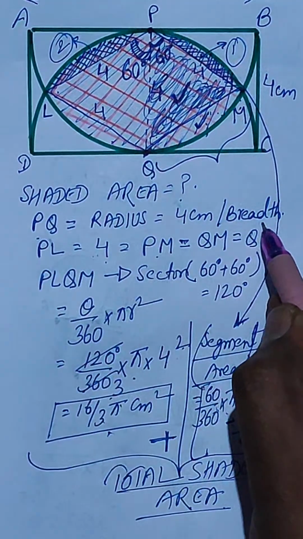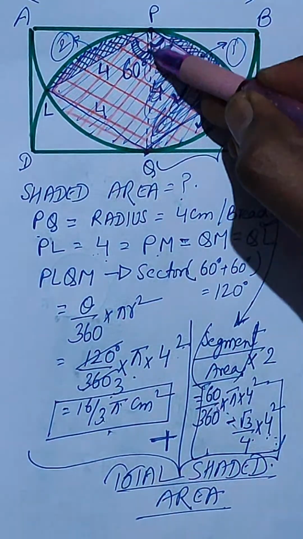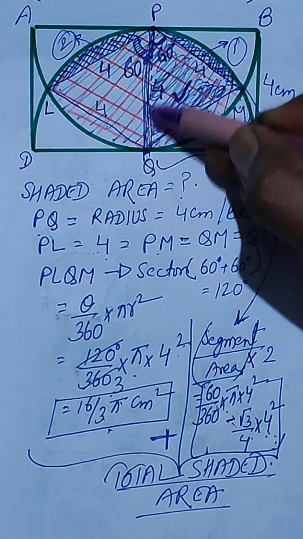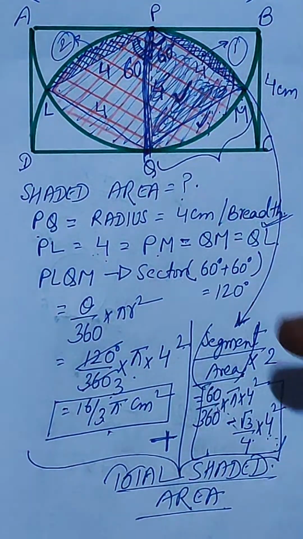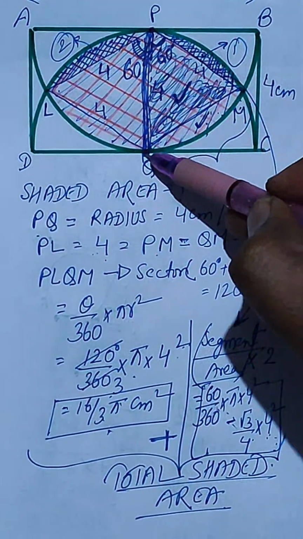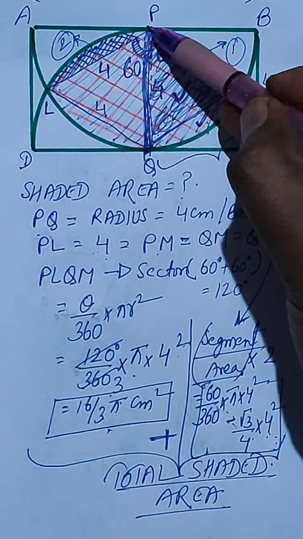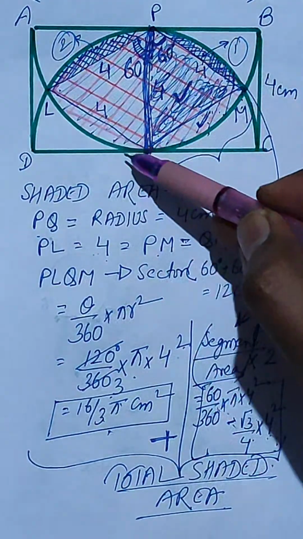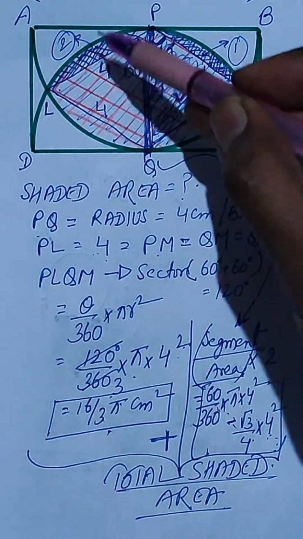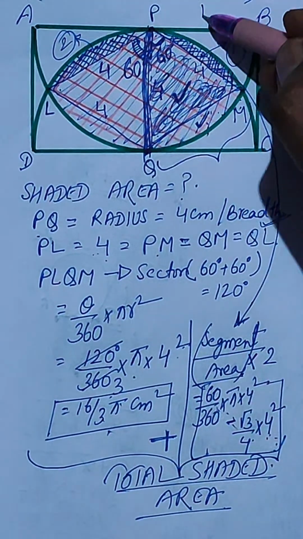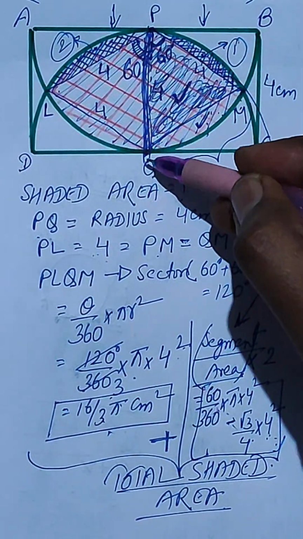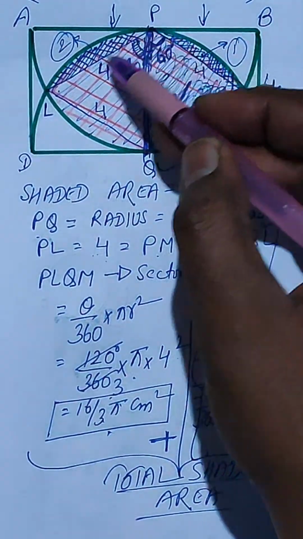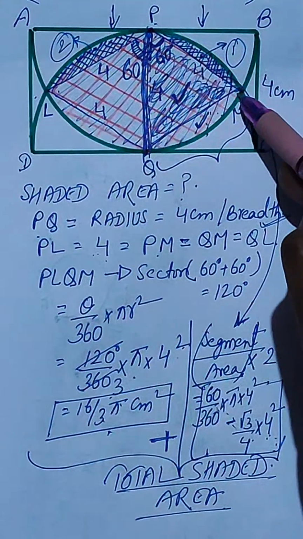That is what we have written over here. This is PQ, this is the breadth, which is equal to 4. This is not only the breadth of the rectangle but also the radius of the semicircle AQB. Similarly, PL is a radius and PM is a radius.